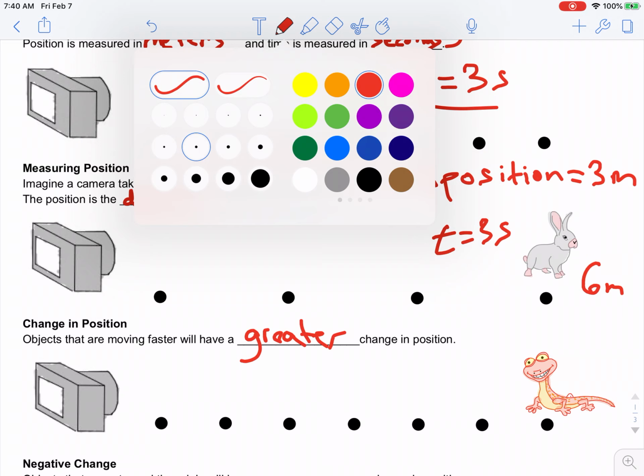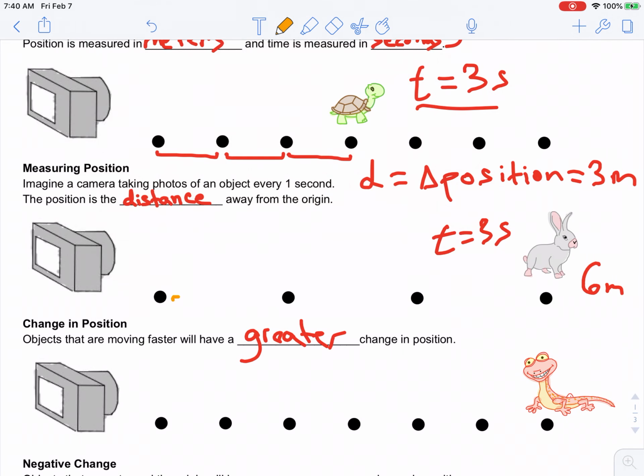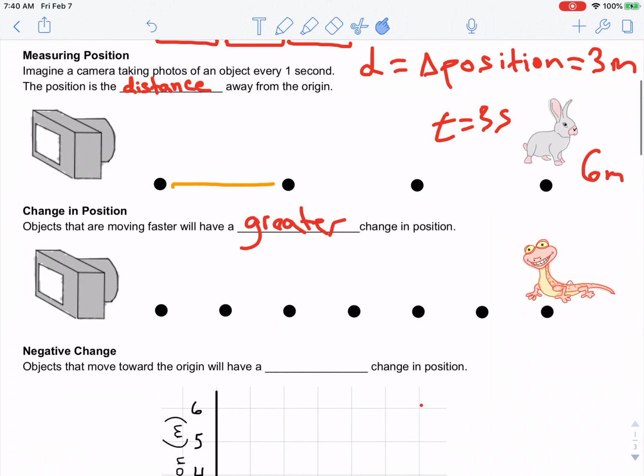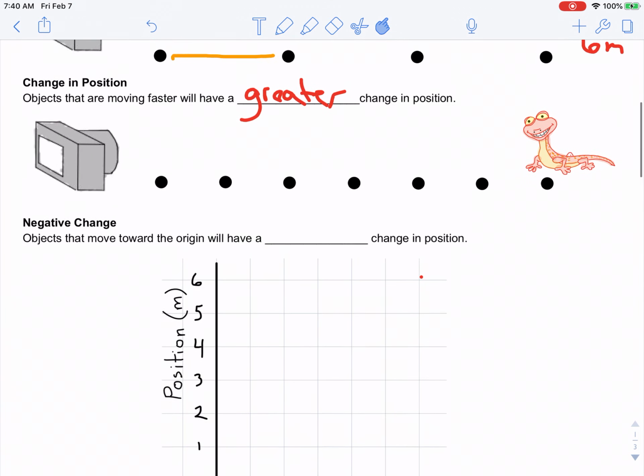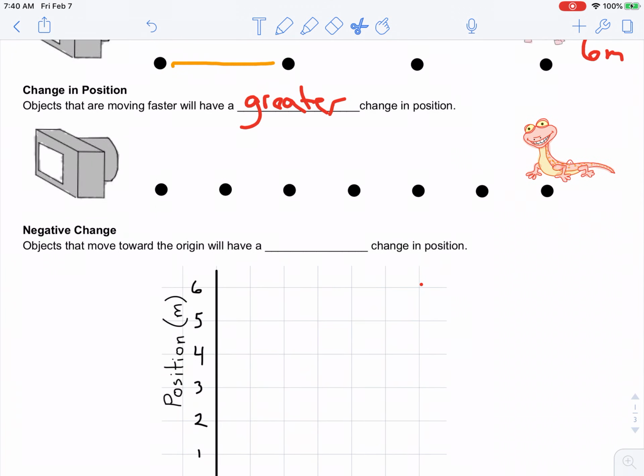Now, I just want you to look at the difference in these gaps. Look at how much more ground the little rabbit, or hare, covers. I don't even really use the word hare for rabbit, but so it goes. The distance between each one of those gaps is bigger for that rabbit. Makes sense.